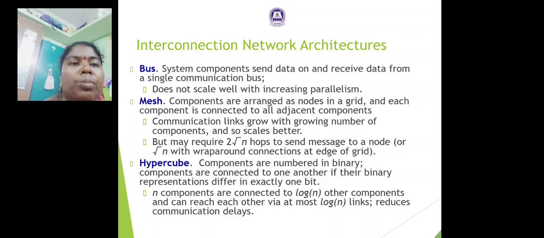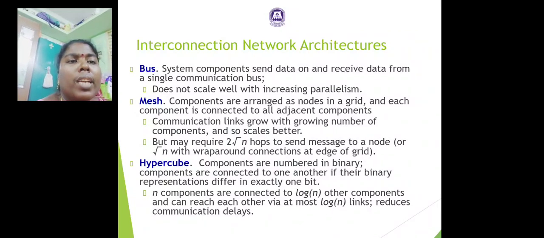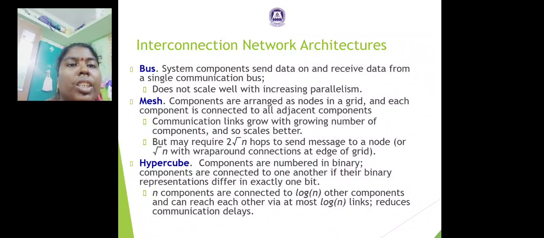In the hypercube, the components are numbered in binary, and components are connected to one another if their binary representations differ in exactly 1 bit. So n components are connected to log n other components and can reach each other via at most log n links, which reduces communication delays.